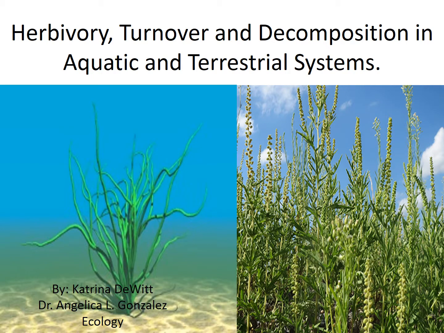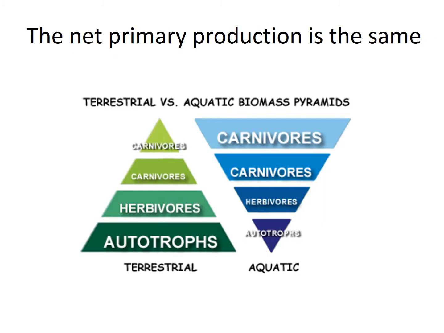Hello everyone, this presentation is on herbivory, turnover, and decomposition rates in aquatic and terrestrial ecosystems. When talking about the terrestrial versus aquatic ecosystems, what's important to note is that the net primary production is the same. When looking at terrestrial ecosystems, we can see that there are a lot of autotrophs and few consumers. But when looking at aquatic, this is actually inverted. There are a lot more consumers than there are autotrophs.